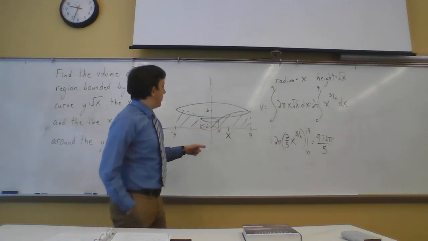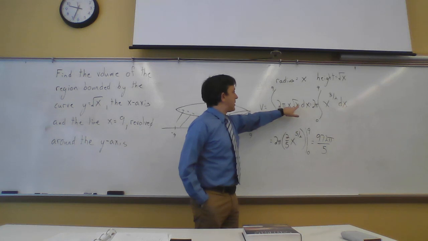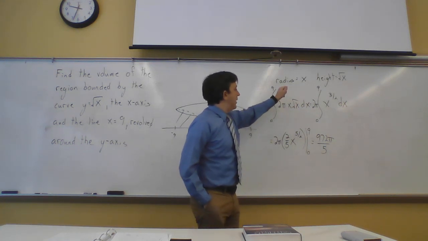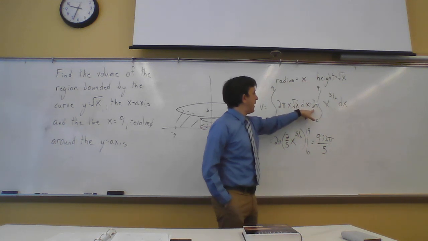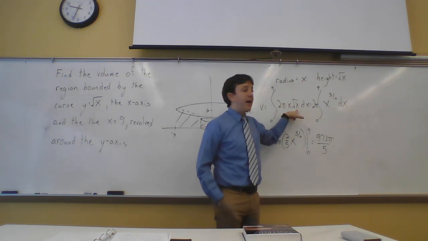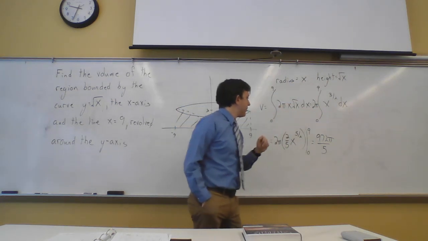All right, so we go from 0 to 9, 2 pi times the radius, which is x, times the height, which is the square root of x. I cleaned up the integral a little bit. I brought the 2 pi out, and I changed the square root to an x to the half. 1 plus a half is 3 halves, and that's where this x to the 3 halves is coming from.